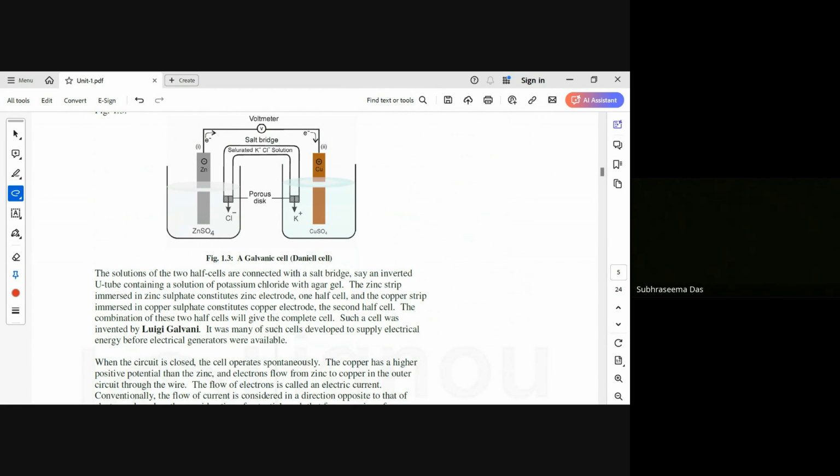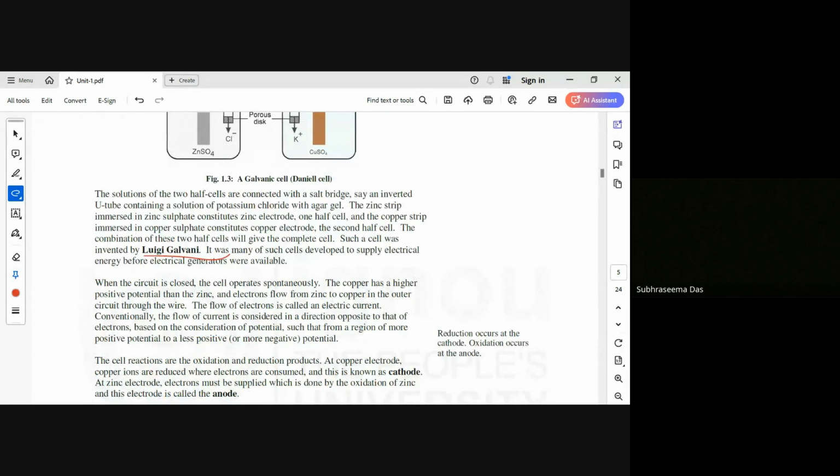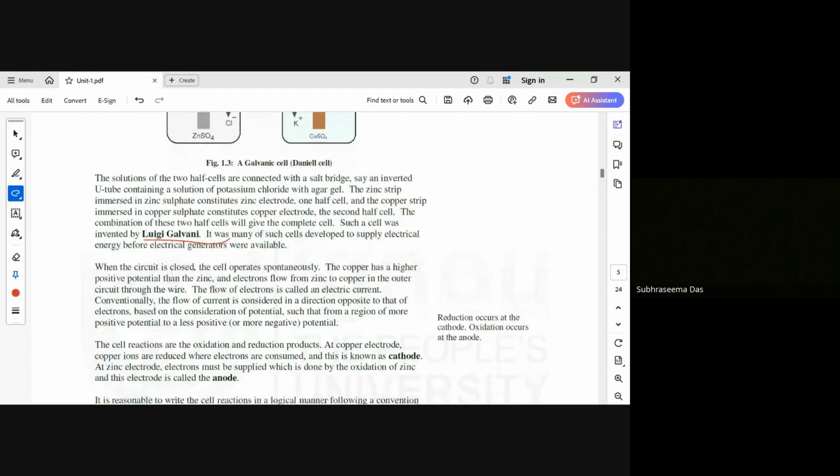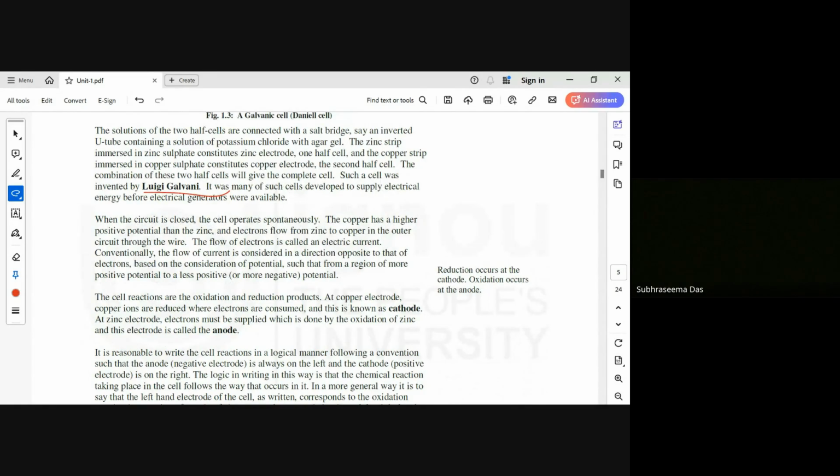The zinc represents one half, the copper represents the second half. So this combination was given by Galvani, and that is why it is called a galvanic cell or a Daniell cell. Today we are concerned with the galvanic cell. When the cell is closed, it operates spontaneously. The copper has a higher positive potential than zinc, and the electrons flow from zinc to copper in the circuit through the wire. This flow of electrons generates the electric current, and it represents the amount of electric current passing through the total cell.